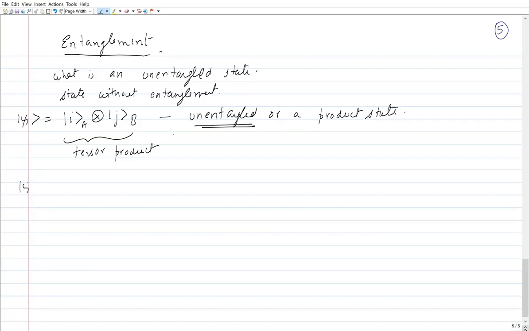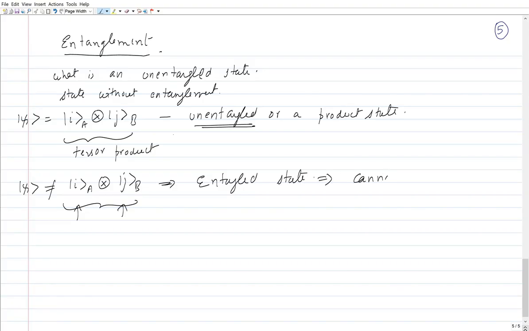And if a state psi cannot be expressed as a product state, or in other words, cannot be factored as a tensor product state on two subsystems, this is called an entangled state. So in other words, an entangled state cannot be factorized as a tensor product.